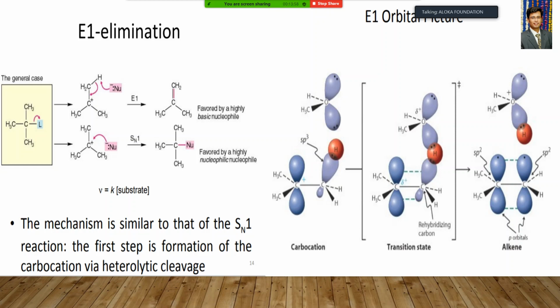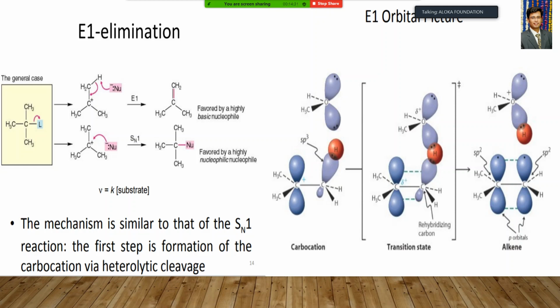One becomes negatively charged and the other becomes positively charged. In this case, when an alkyl halide reacts, the leaving group goes off, and there is a heterolytic cleavage to form a carbocation. In an SN1 reaction, the nucleophile attacks the carbocation to give a substituted product, but in some cases when the nucleophile is a strong base, it will abstract a proton which is beta to the carbocation, and you get an unsaturated eliminated product. So this is how your elimination reaction occurs.